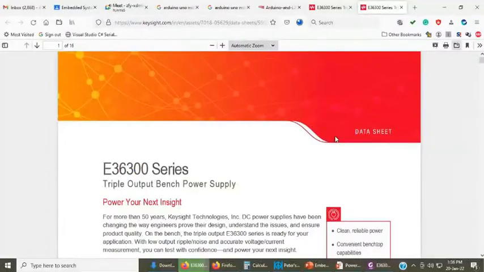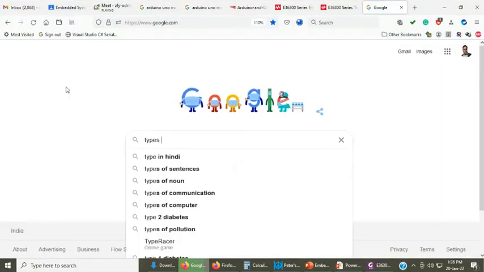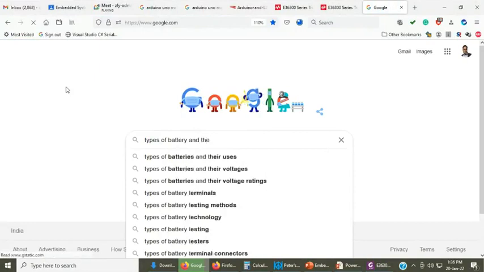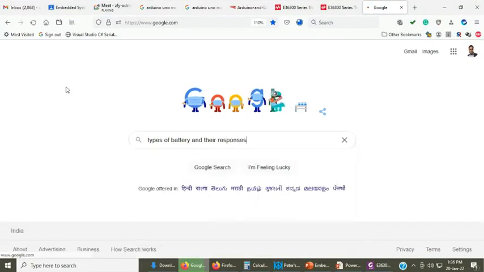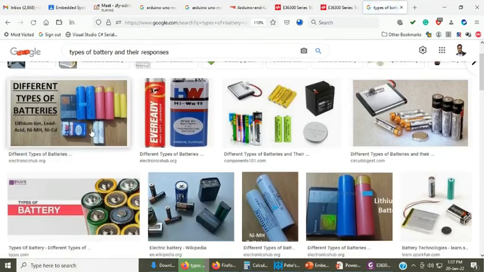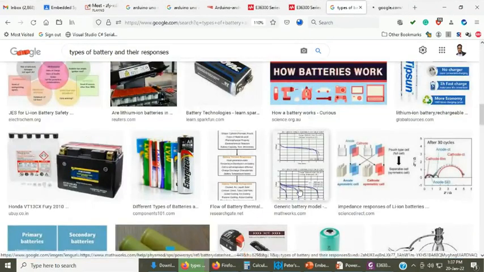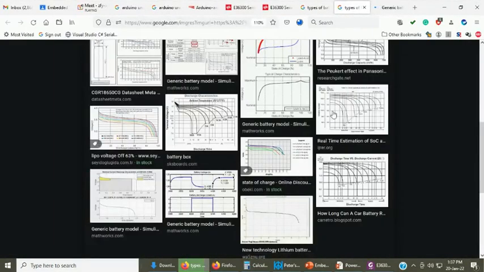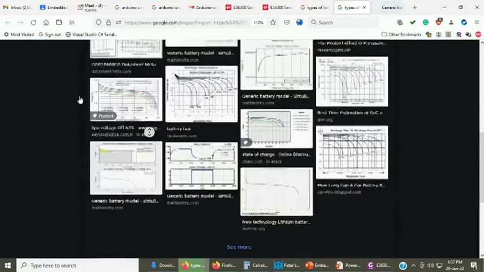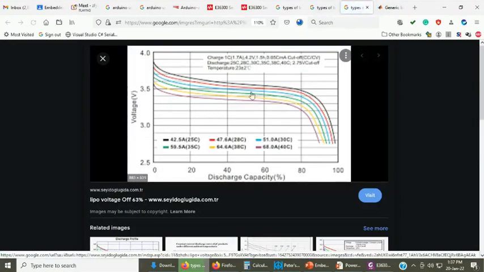Just do small research, that will be very helpful, because these are the things which people generally don't know. For example, types of battery and their responses. Just type something like this and go through the images. Different types of batteries are there, and there are many useful websites. For example, responses like this are there. So do study them. It will help you in the long run, because when you go for an interview, companies generally expect engineers to have at least this kind of knowledge, how they discharge.